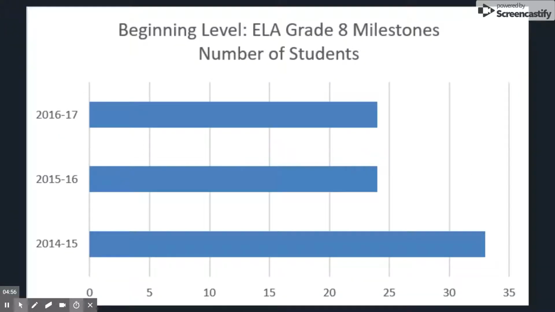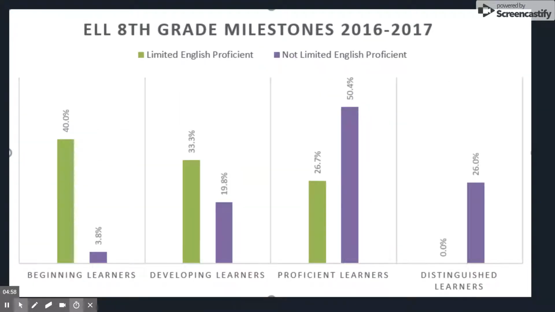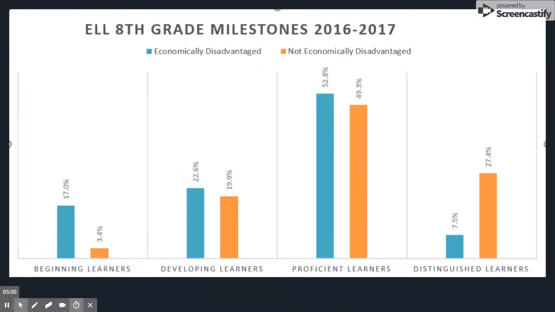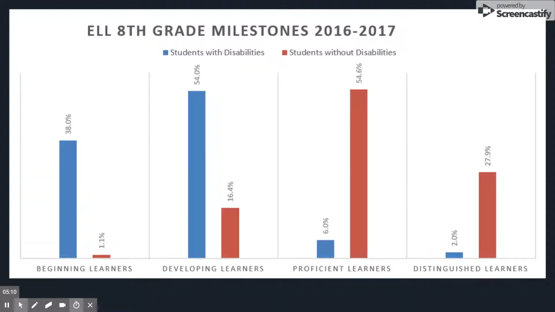But 40% of our English language learners are scoring at the beginning level. Our economically disadvantaged students are faring better, but they still aren't performing at the same level as their counterparts. And then our students with disabilities, this has been a focus subgroup for us. And while that number has decreased over the years, this number is still significantly higher, the number of students who are performing at the beginning level.